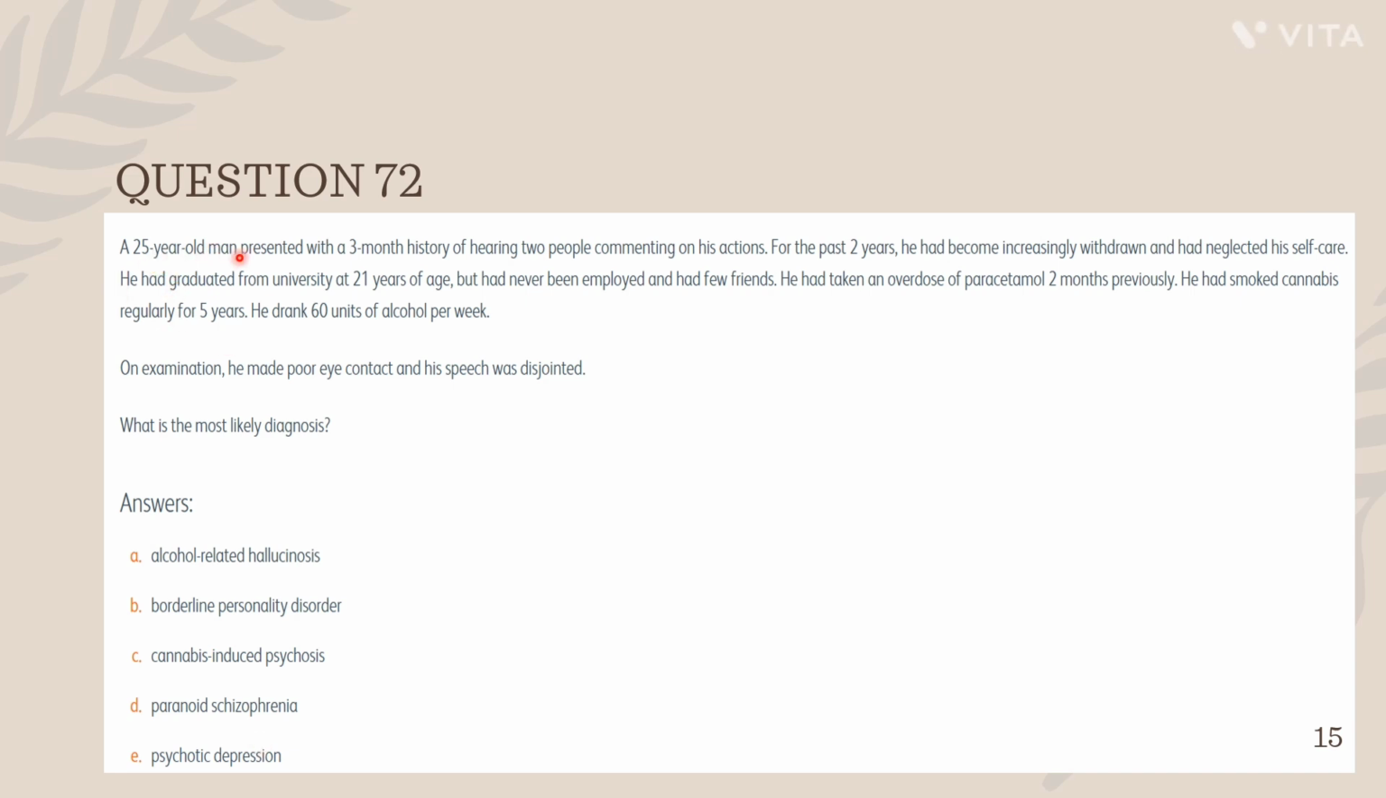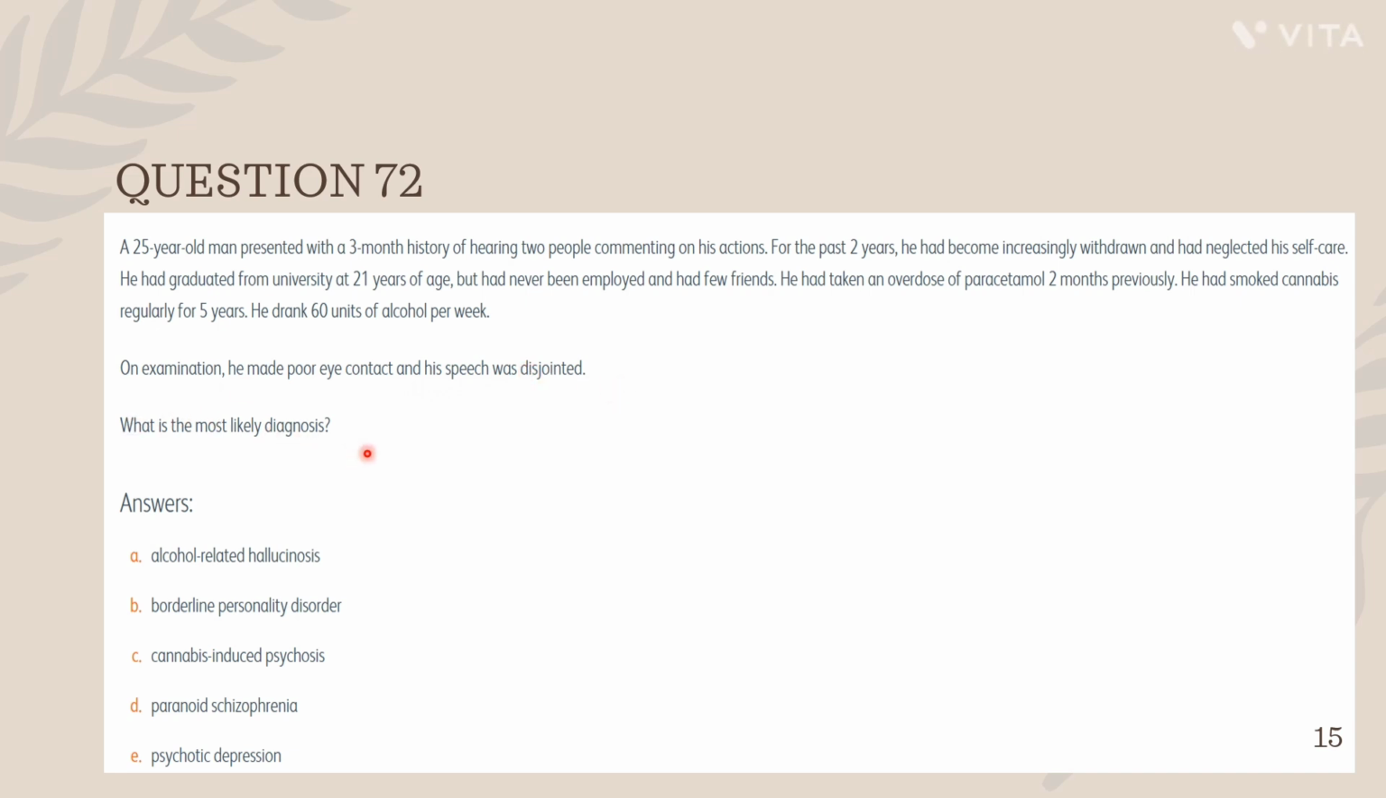Next question. A 25-year-old man presented with a 3-month history of hearing two people commenting on his actions. For the past 2 years, he had become increasingly withdrawn and had neglected his self-care. He had graduated from university at 21 years of age but had never been employed and had few friends. He had taken an overdose of paracetamol 2 months previously. He had smoked cannabis regularly for 5 years. He drank 60 units of alcohol per week. On examination, he made poor eye contact and his speech was disjointed. What is the most likely diagnosis?